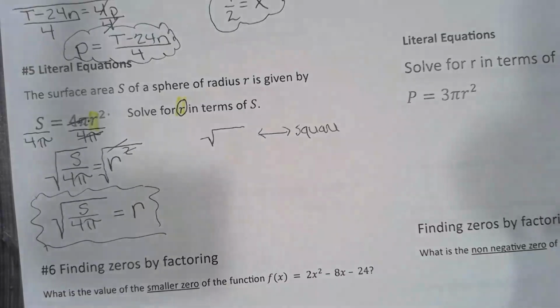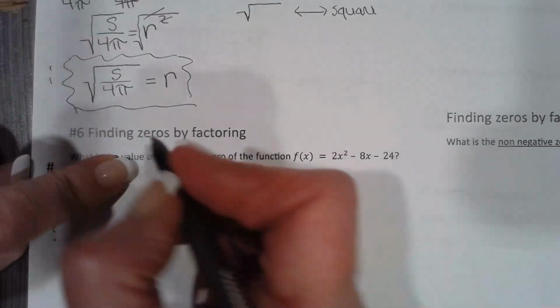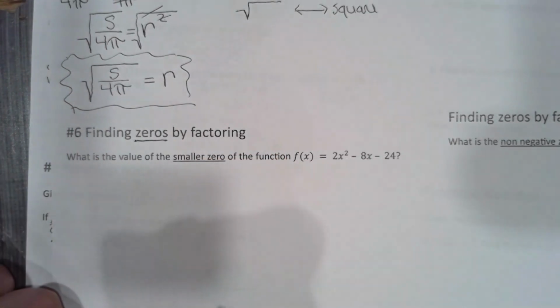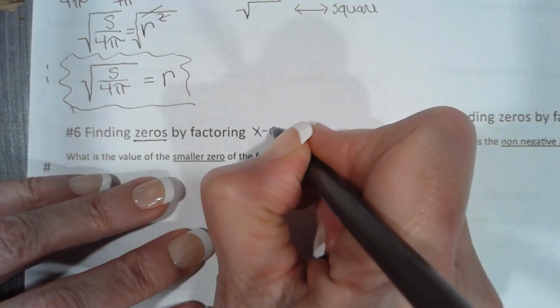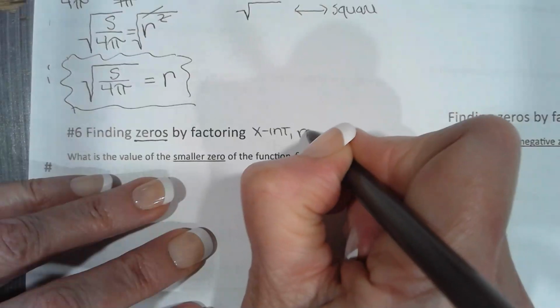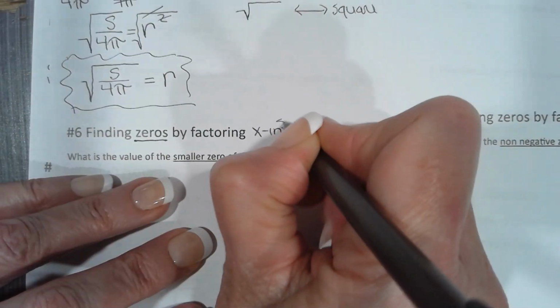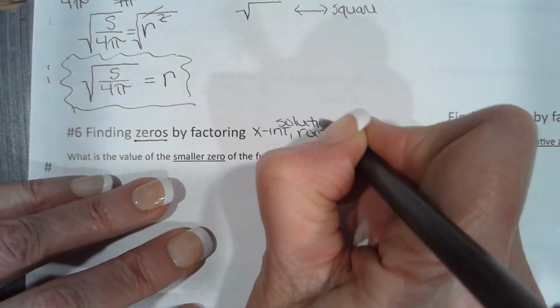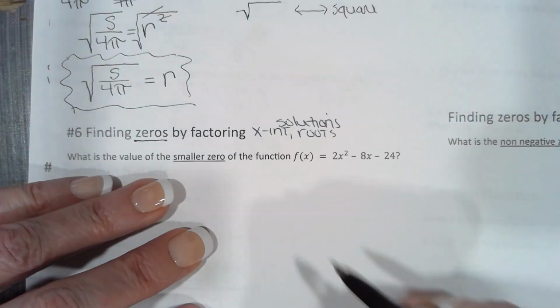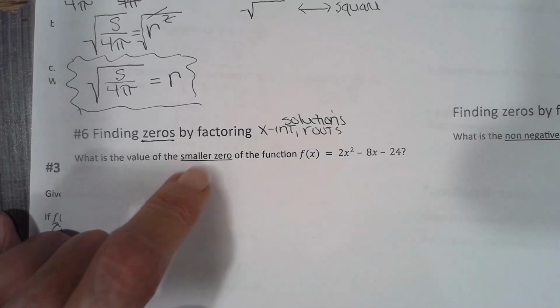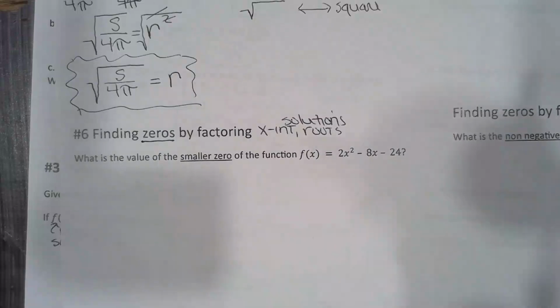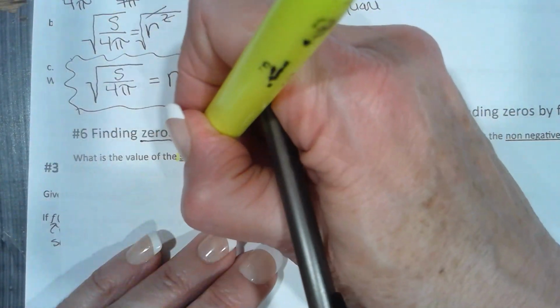All right. Last one, finding the zeros. We know that the zeros are the same things as x-intercepts. They're the same things as roots. And we know we are finding the solutions to the quadratic, and we're going to do it by factoring. Here, what is the value of the smaller zero? We've got to be very careful what these questions say, especially on standardized tests.